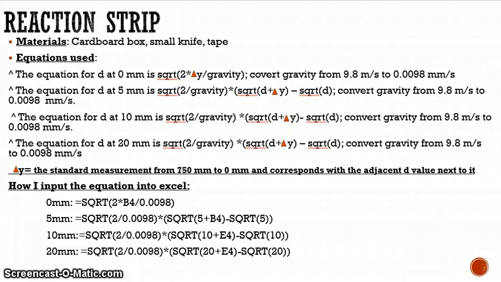The equation for D at 10 millimeters is the square root of 2 divided by the gravity times the square root of D plus the delta y minus the square root of D. The D in this case is 10 millimeters. Converted gravity from 9.8 meters per second to 0.0098 millimeters per second. The equation for D at 20 millimeters is the same, and I converted gravity again. The D in this case is 20.